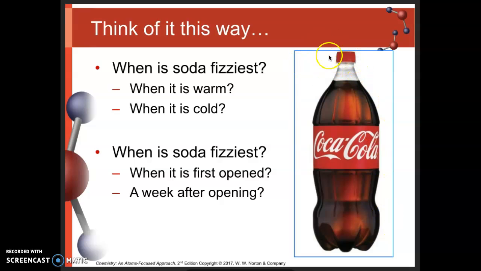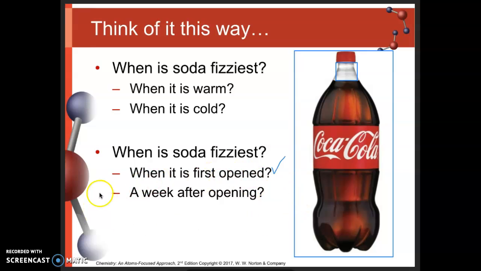And now when you open that and release that pressure, the pressure inside of that neck there is now atmospheric pressure, far less than the pressure that it was when it was bottled. And as a result, less carbon dioxide is held in solution, and it is immediately brought out of solution. It starts to bubble up to the top. So when is a bottle of soda the fizziest? Well, obviously when it's first opened.